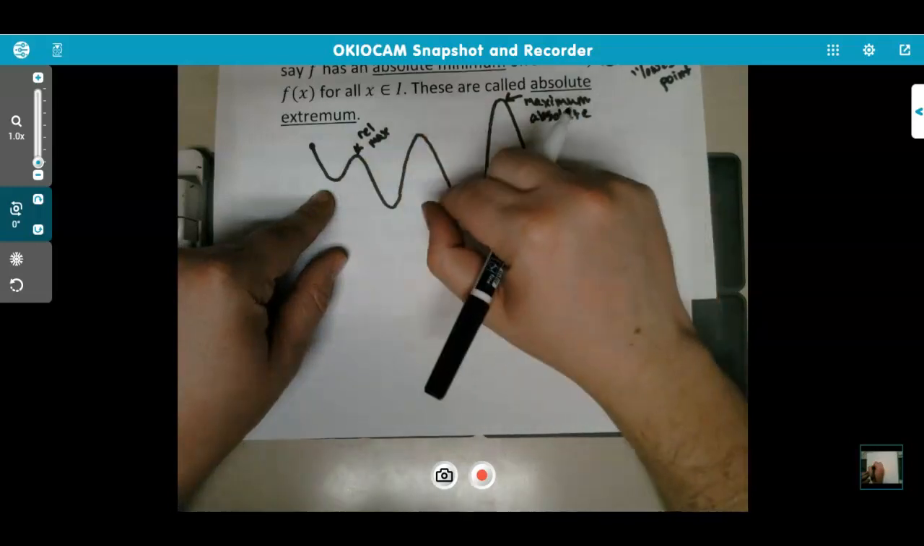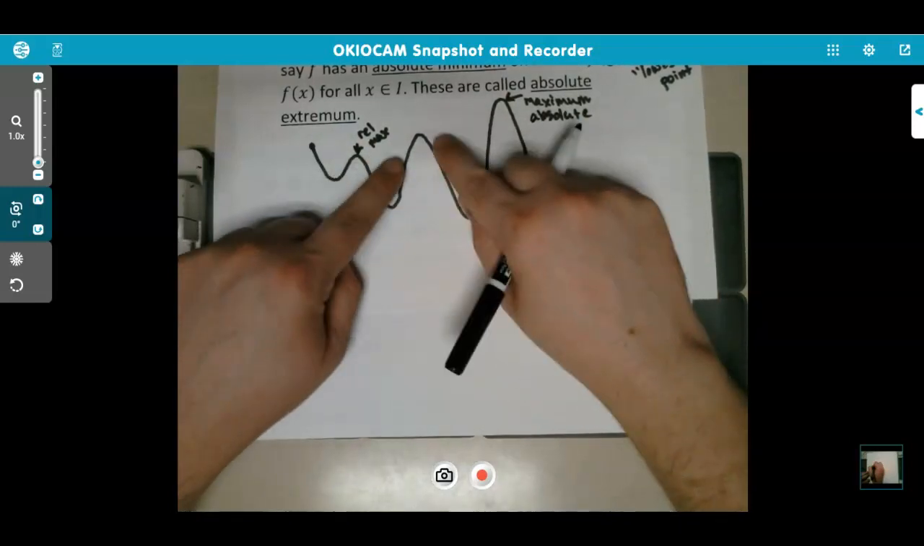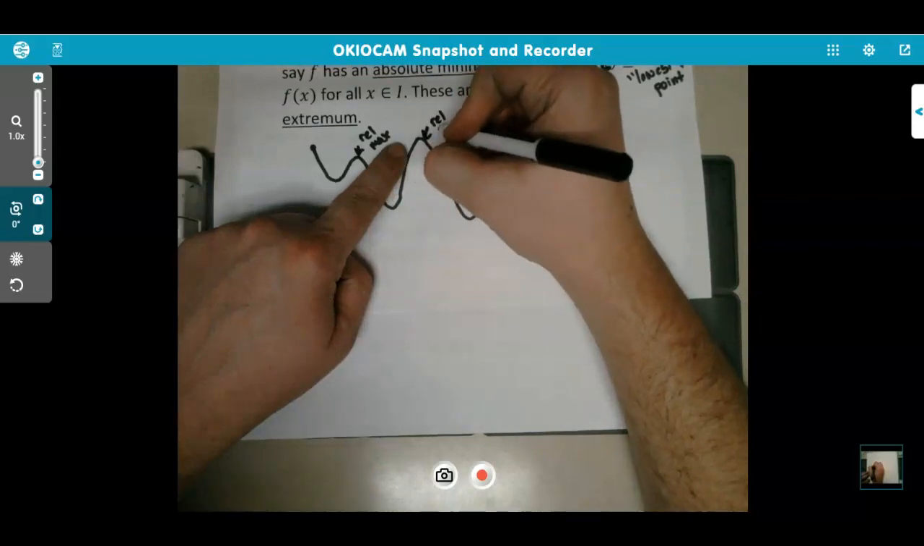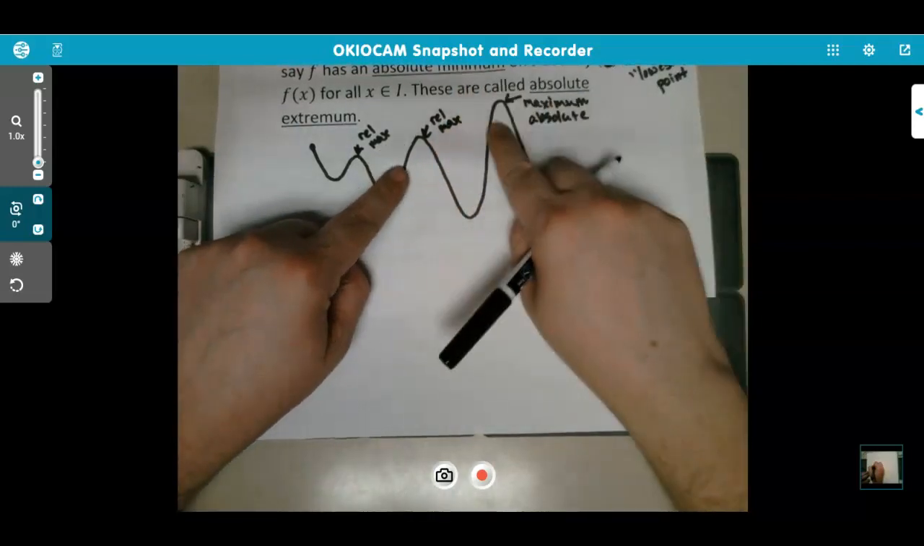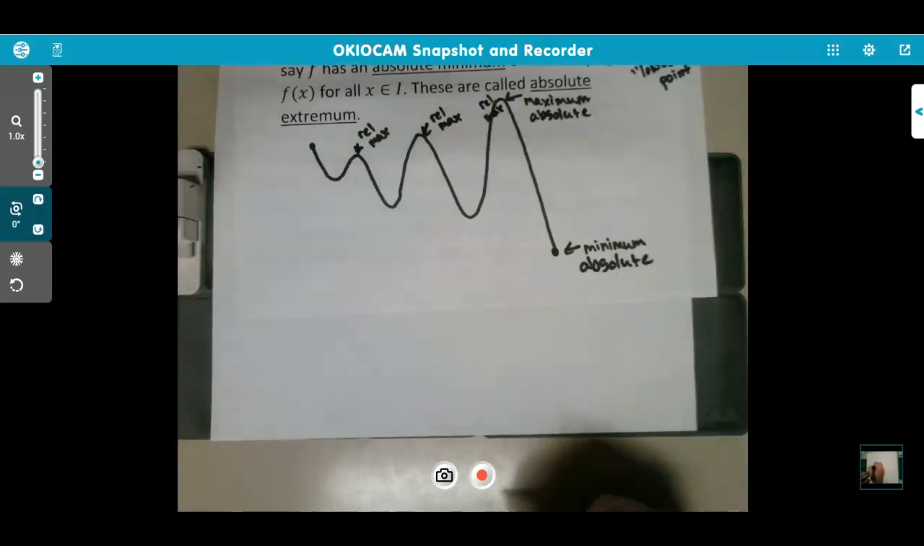It's not the highest one, but it is still there. Same thing right here. This one is a peak, so this is also a relative maximum. Same thing over here. I would also call this one a relative max. It just happens to also be the absolute maximum.